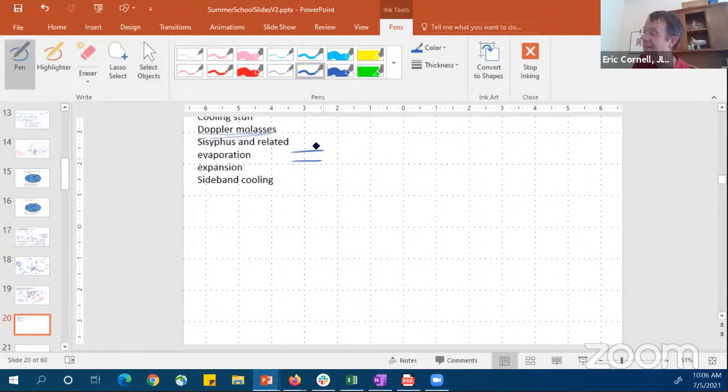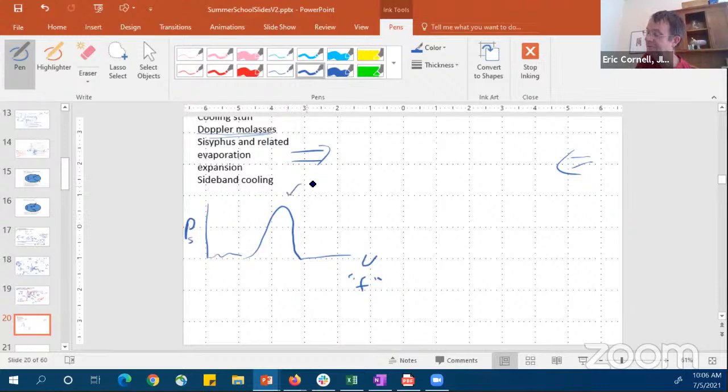So the idea behind the Doppler cooling is simple enough. You have some laser, and the laser has frequency nu. I always write it as nu, but you could write it as frequency f, sure. And there's some probability of scattering. This is the probability of scattering a photon, and there's a resonance. The resonance is at 400 terahertz, and the width of that resonance is about 5 megahertz.